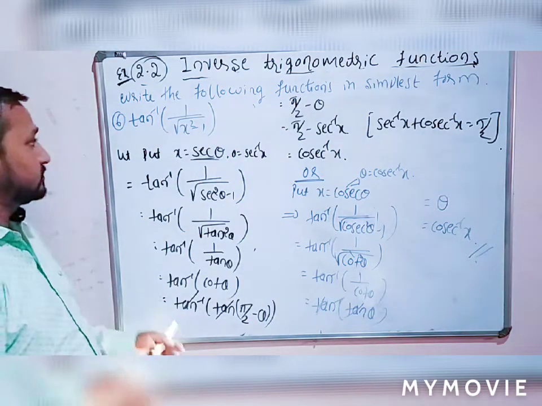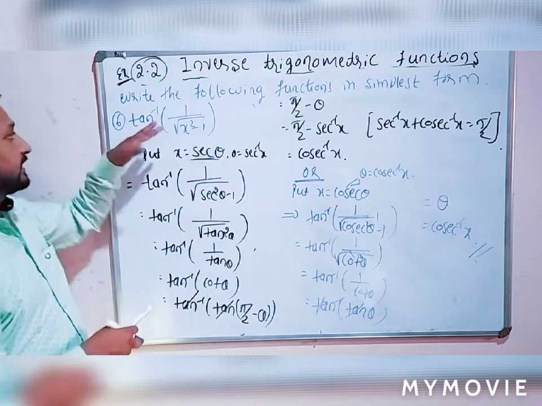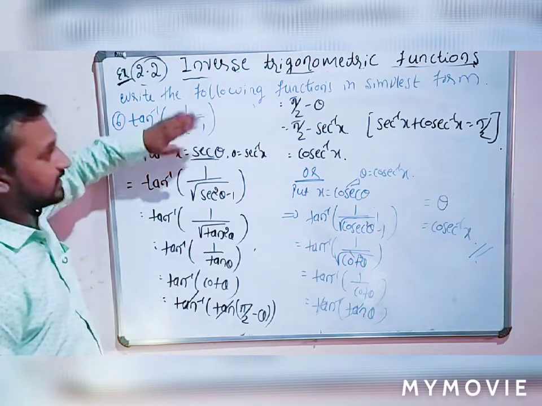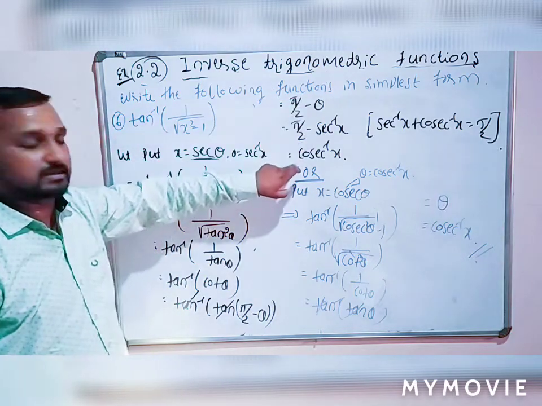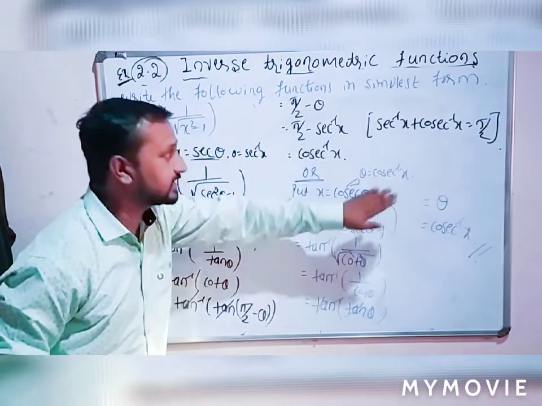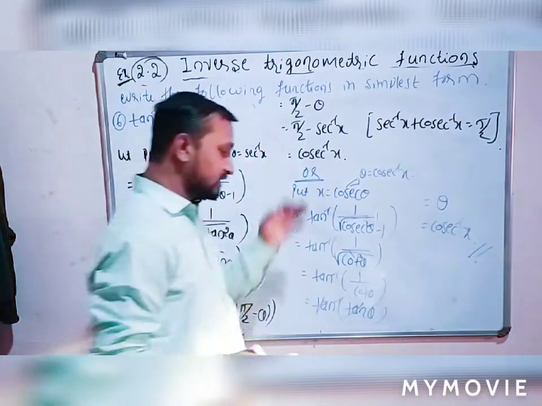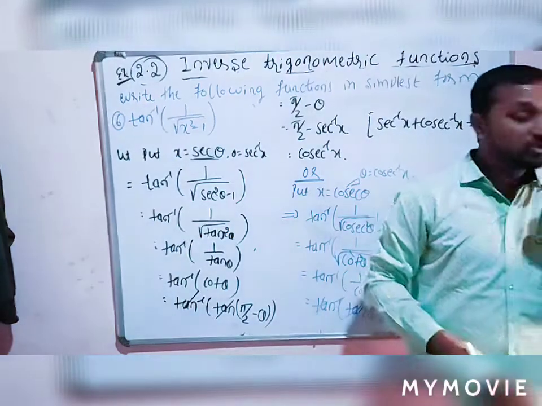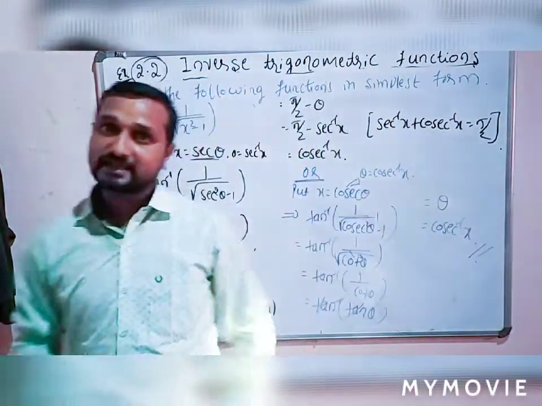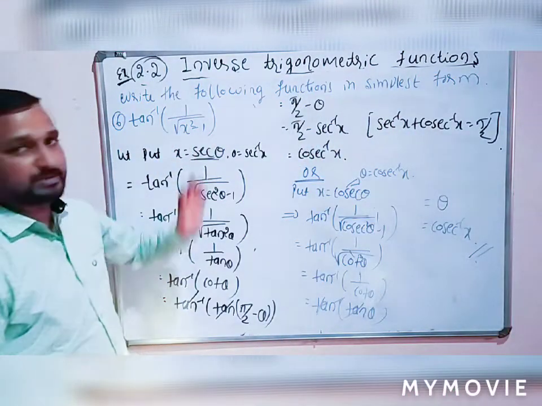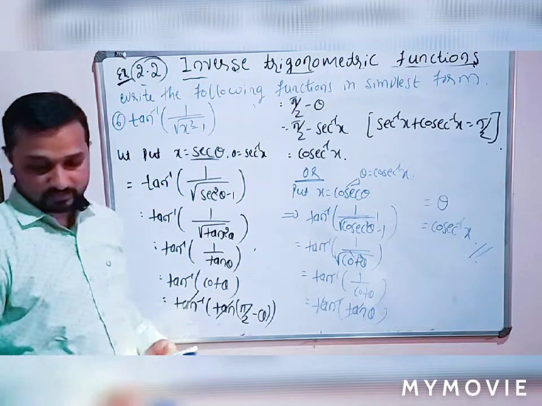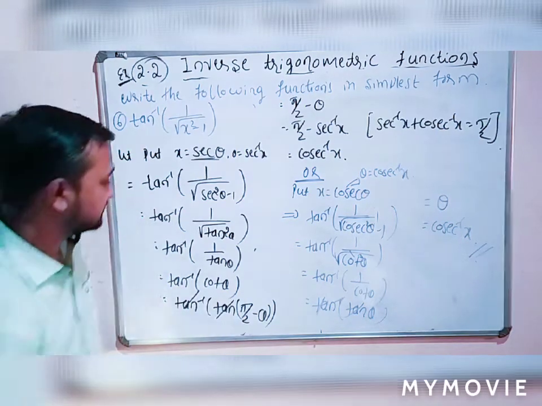So by using two methods, you can solve here. In this example, put x equal to sec theta, this is the relation, same answer. Put x equal to cosec theta, same answer. In inverse trigonometric functions, one example can be solved by two or more methods, but the answer will be the same. Is it clear? Okay, write down this example, students.